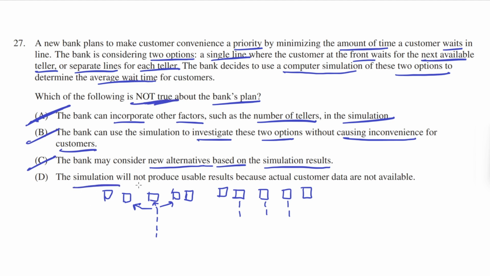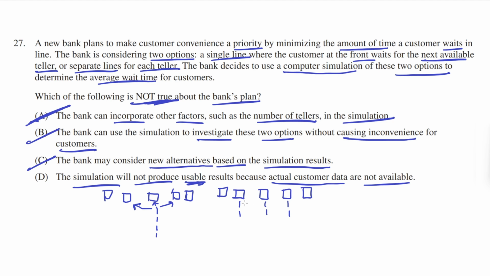D says the simulation will not produce usable results because actual customer data are not available. This is incorrect because a computer simulation modeling a line wouldn't be too far away from reality, meaning the fact that we're not using real customers to gather our data would not make our data here unusable because customers standing in lines is a pretty predictable behavior. If you're a single line and there's multiple tellers, and naturally the person at the front of the line goes to the teller that's free, and that's easy to model on a computer simulation since it's very predictable behavior.